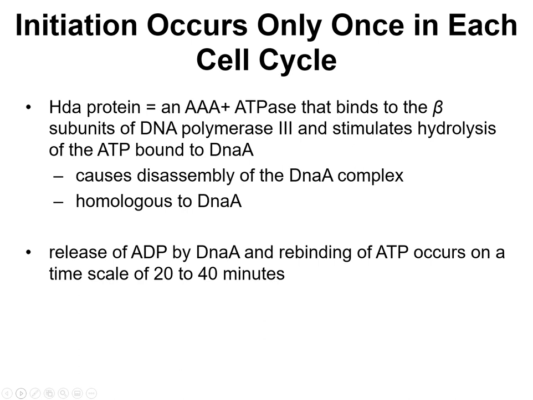In the lab, if you've ever worked with E. coli, they double every 20 to 40 minutes. And this is partially due to the fact that DnaA is not available. It's still ADP bound, and it cannot bind the plasmid DNA in order to replicate.